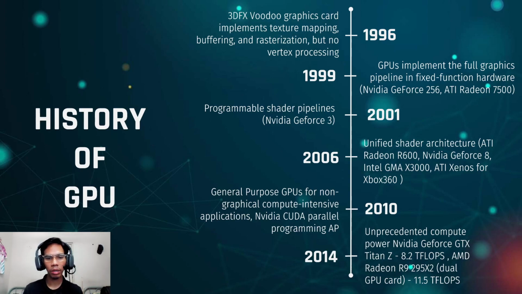In 2001, the programmable shader pipeline was added in the NVIDIA GeForce 3. After that, it developed into a unified shader architecture that was included in the ATI Radeon R600, NVIDIA GeForce 8, Intel GMA X3000, and ATI Xenos in the Xbox 360 in 2006.